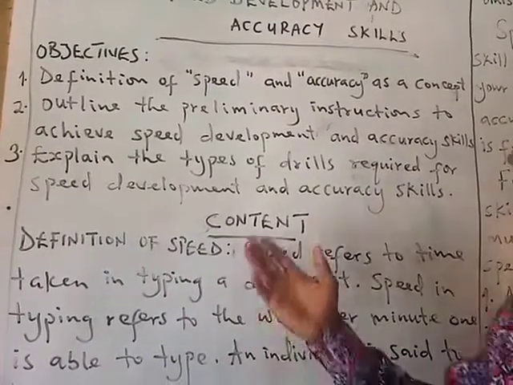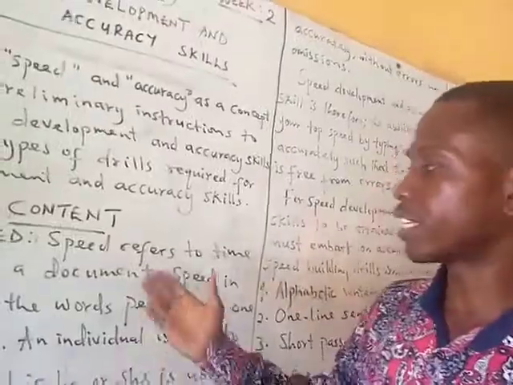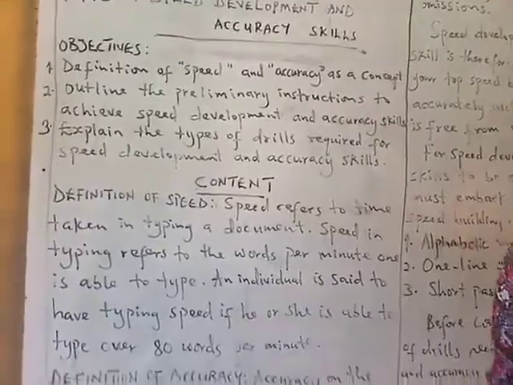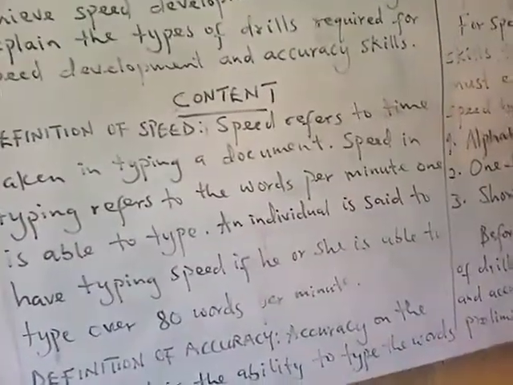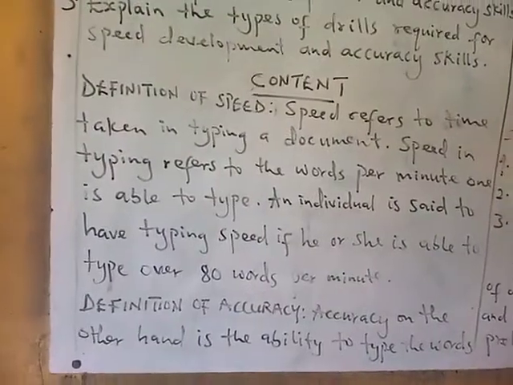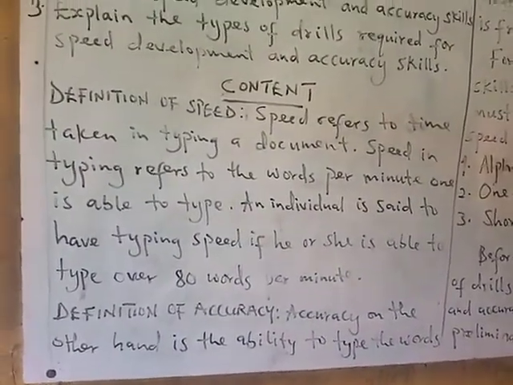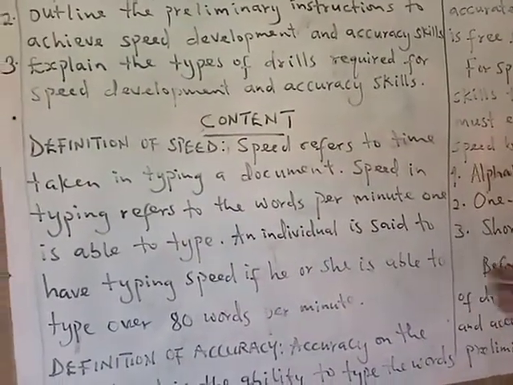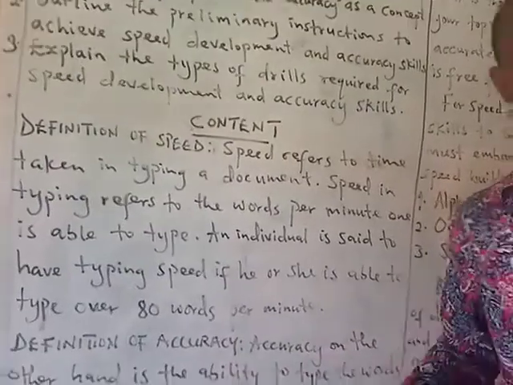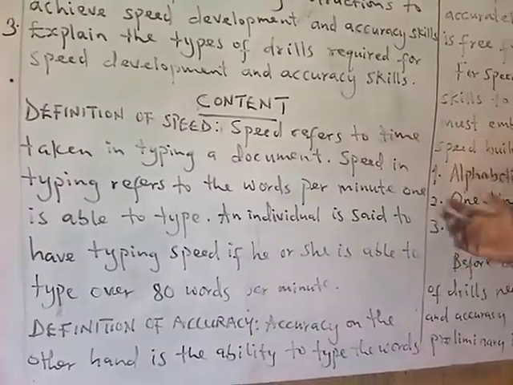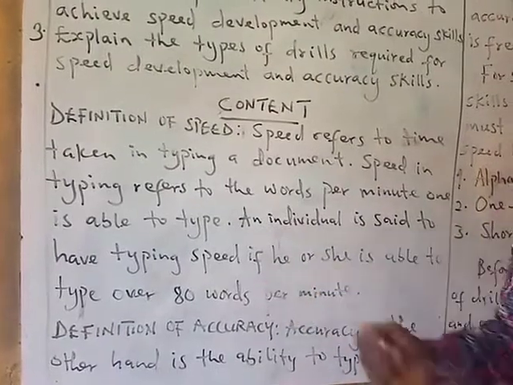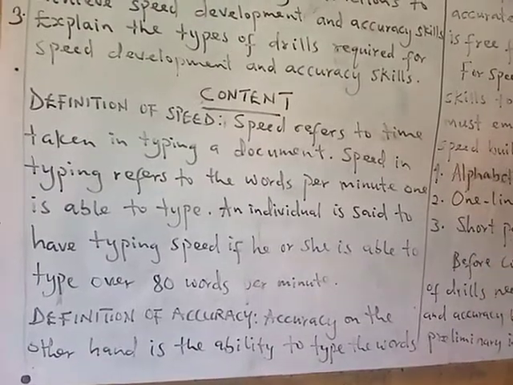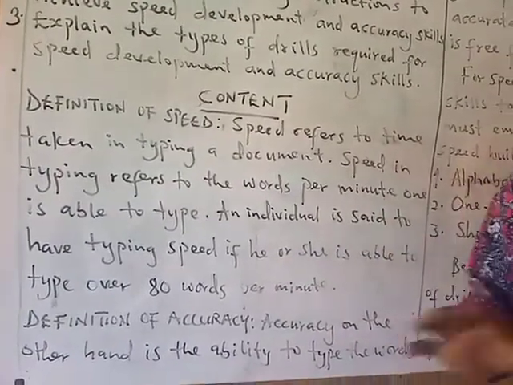Having said that, what is speed? So we say speed refers to the time taken in typing a document. The time you take in typing a document is referred to as speed. Speed in typing refers to the amount of words per minute one is able to type. On the average, an individual is said to have typing speed if he or she is able to type well over 80 words per minute. So what is speed again? We said it refers to the time you take in typing a document.